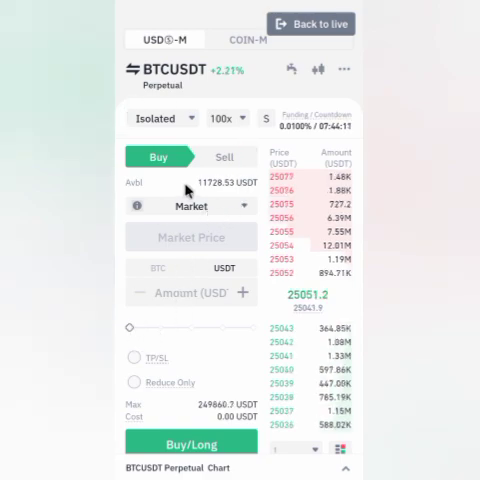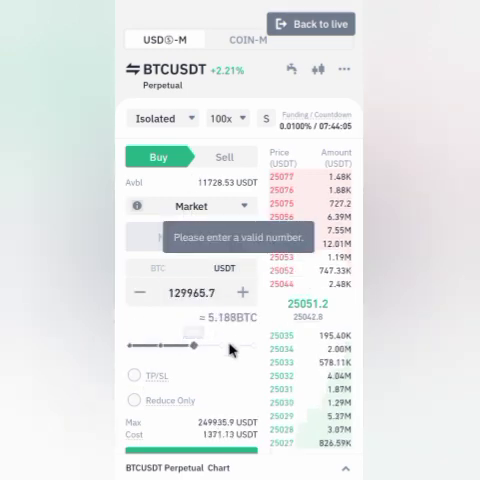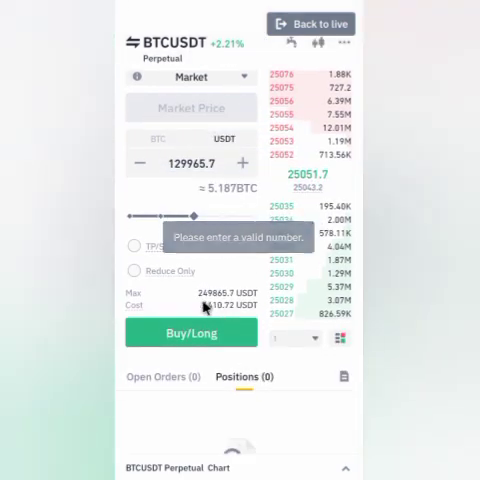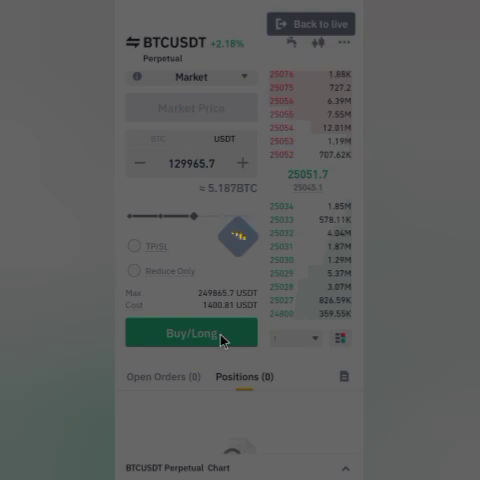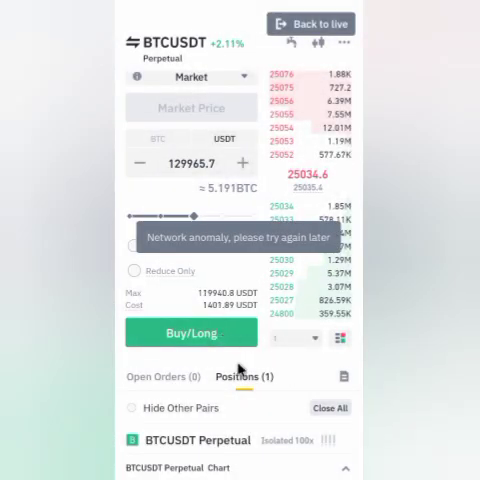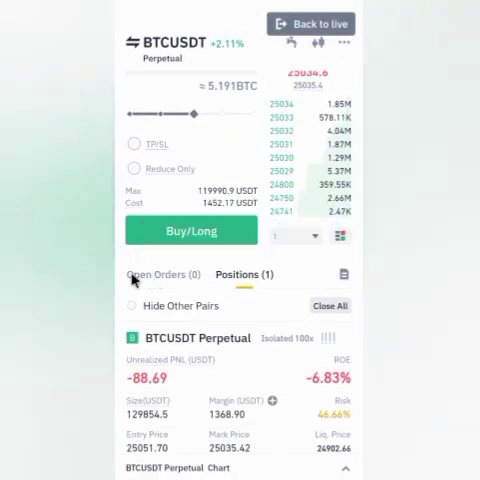So with the market, I'll go for market. I want to enter into the trade with my leverage, which is 50%. That is, I'm going to incur a cost of $1,400. Then I go for long. When I go for long, I go to the position. Okay, but this time around there are no open orders. It is only at the position.